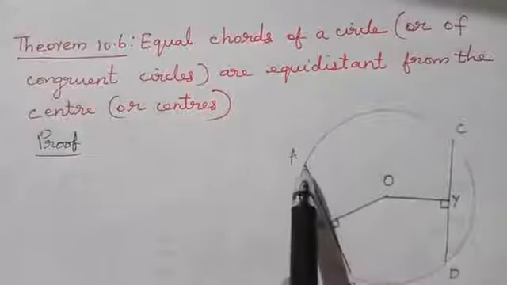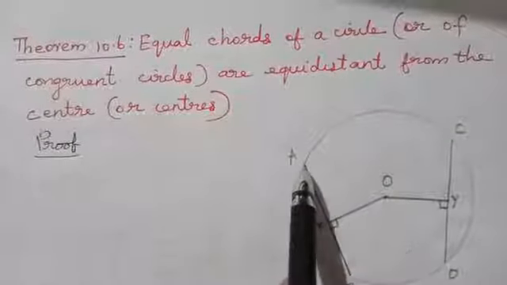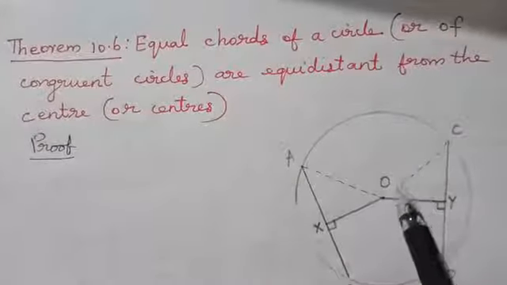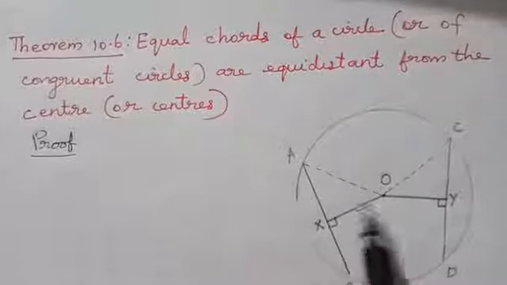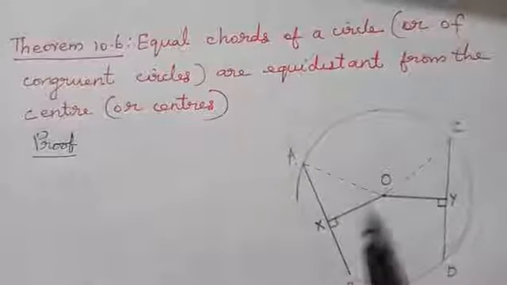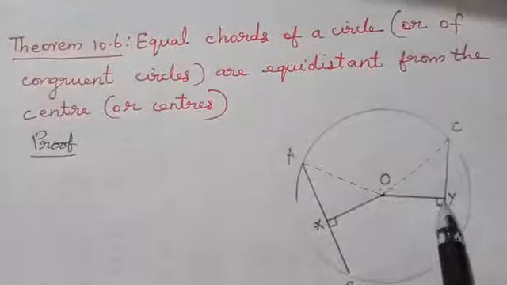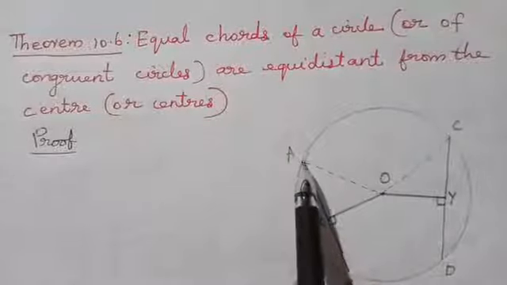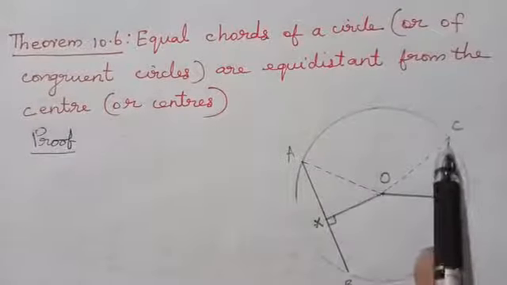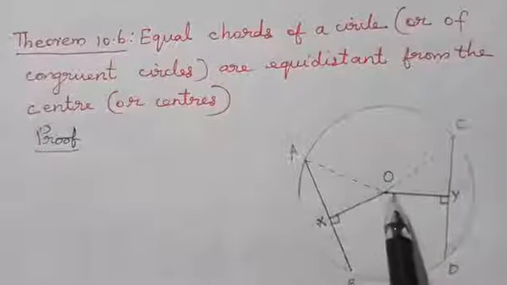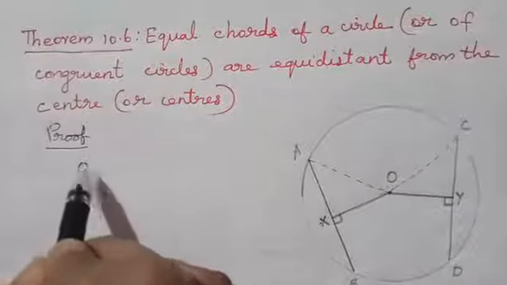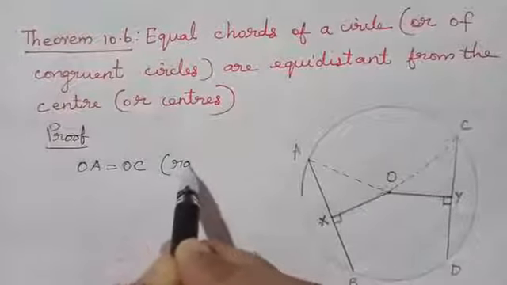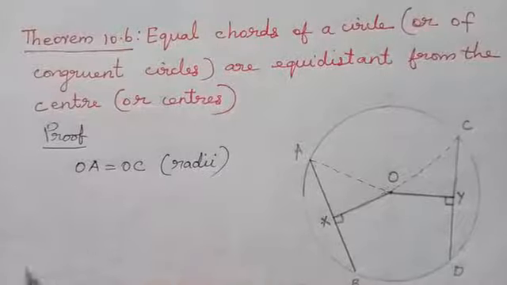For that, first join AO and CO. So we get two triangles AOX and COY. Now consider these two triangles. Side AO and CO, or OA and OC, both are equal. OA equals OC because both are radii of the same circle.